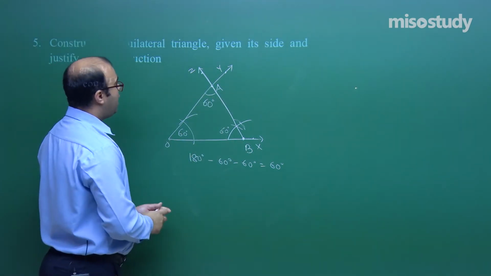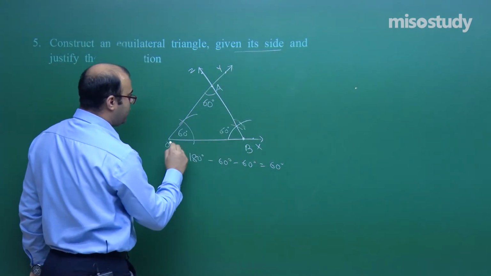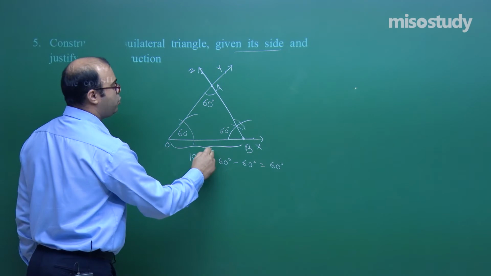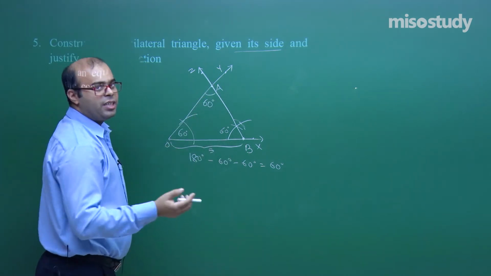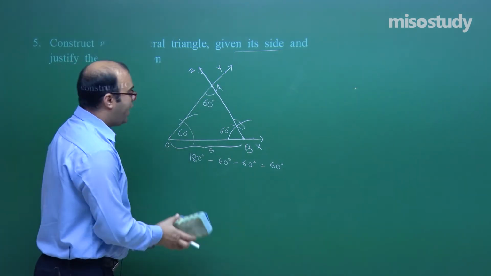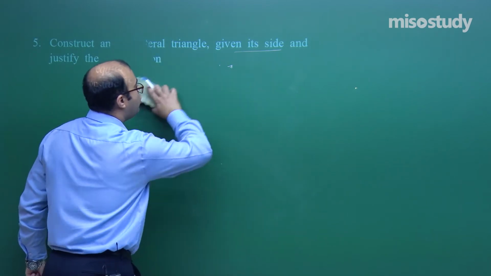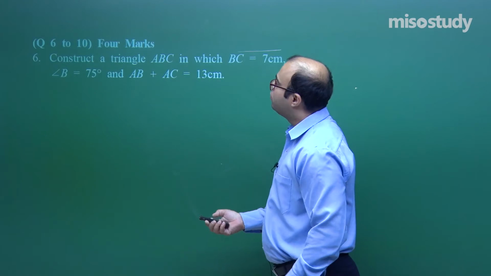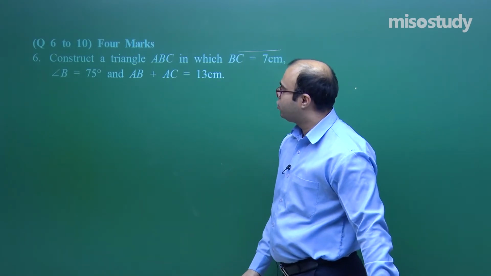Okay. And if the side is given, that means this OB we have taken according to the given side. Suppose it is 5 centimeters. So we took 5 centimeters. All the sides will be 5 centimeters because all the angles are equal. So these were some of the basic questions which were of 1 mark. Let us move on to the 4 marks questions from 6 to 10.